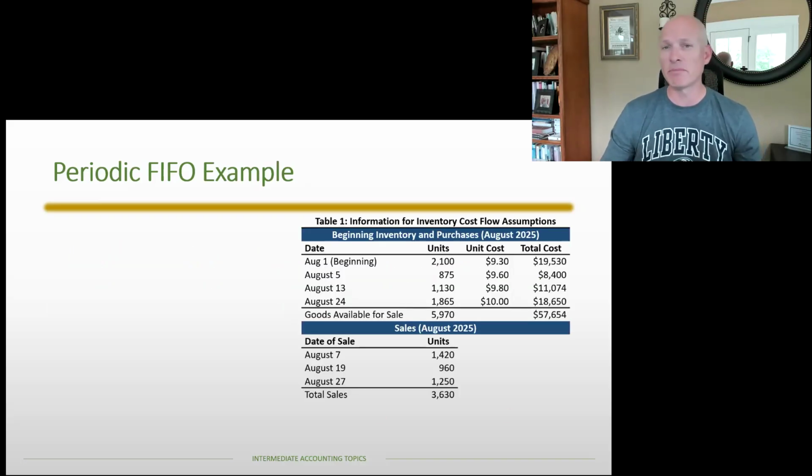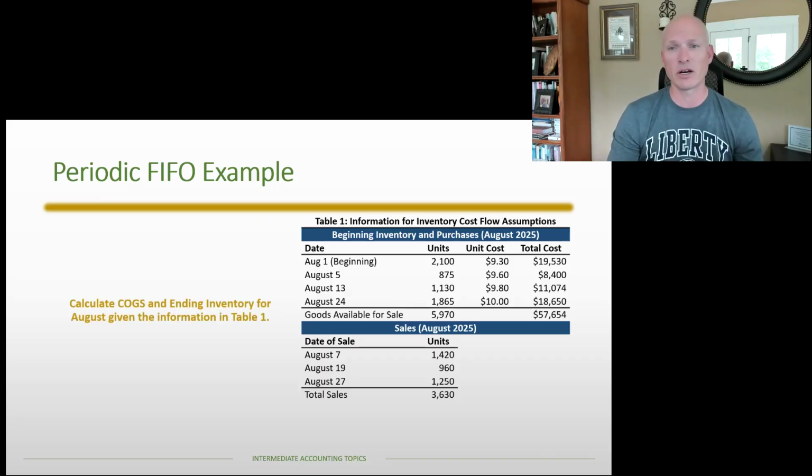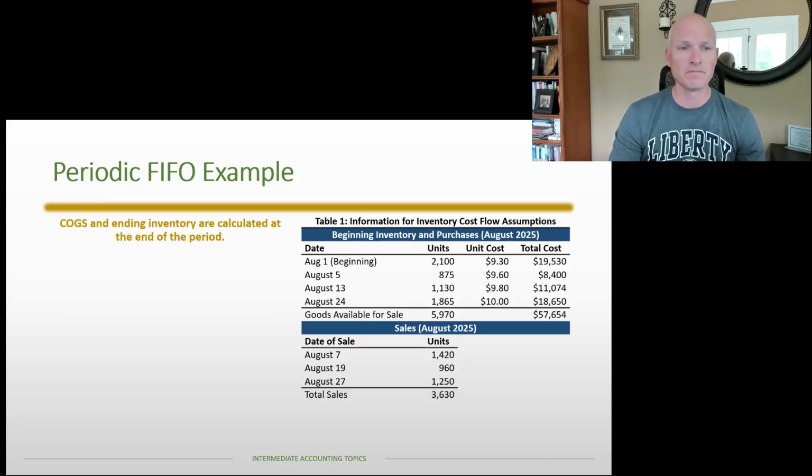All right, so again, same table, same purchases, everything's the same, but now we're doing a periodic FIFO example. Periodic means we're not touching the inventory account, we're not recording cost of goods sold or anything else until the very end of the period. So we have all of this information, and from there, we're going to calculate our cost of goods sold and our ending inventory for the month of August.